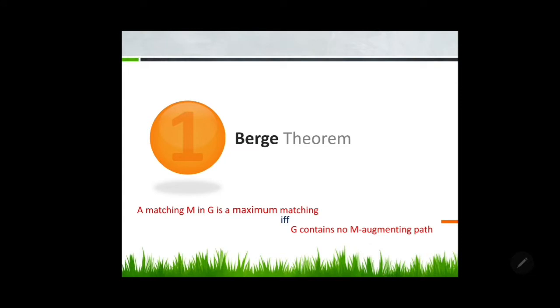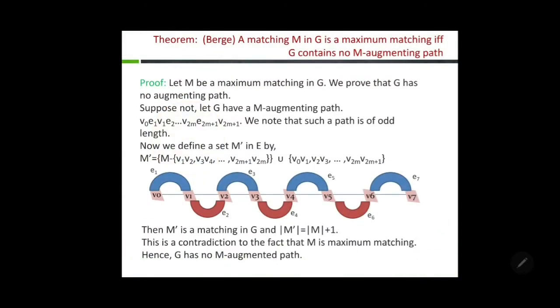Berge's theorem states that a matching M in G is a maximum matching if and only if G contains no M-augmenting path. For the proof, let M be a maximum matching in G. We prove that G has no M-augmenting path.